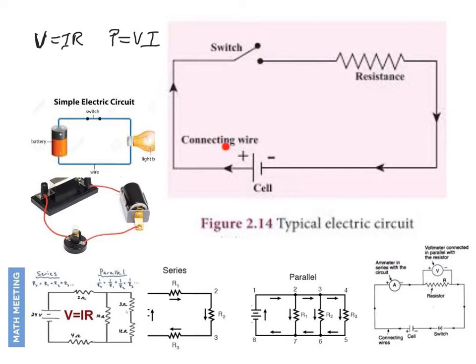and a switch, and the battery symbol is a long line and a short line, and the short line is negative and the long line is positive. And so we have three things going on here. We have the battery, and we measure its ability to deliver energy by its voltage.